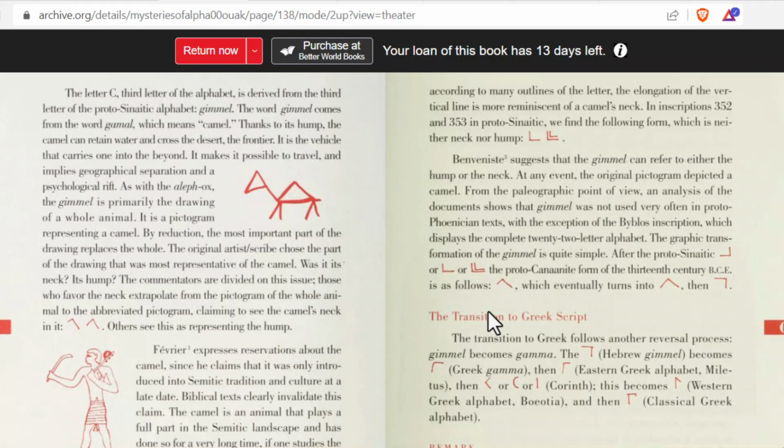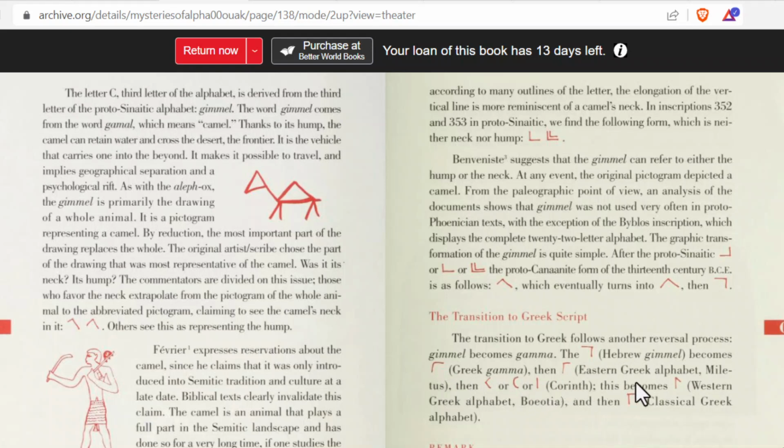So let us go to the next page here. The graphic transformation of the Gimel is quite simple. After the Proto-Sinaitic, this symbol here, or this symbol, or this symbol, the Proto-Canaanite form of the 13th century BCE is as follows, this symbol here, which eventually turns into this symbol and then this symbol. The transition of Greek follows another reversal process. Gimel becomes gamma. The symbol here, Hebrew Gimel, becomes this symbol here, Greek gamma.